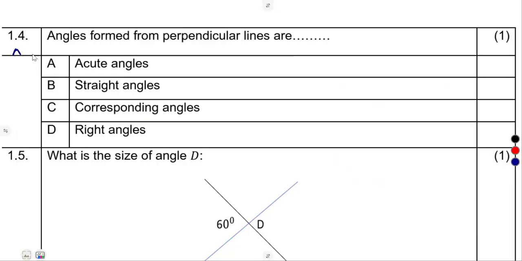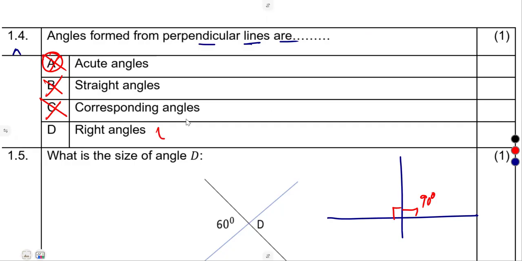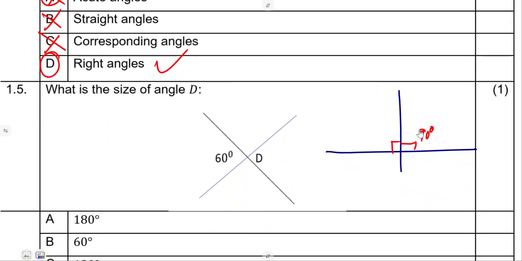On question 1.4, angles that are formed from perpendicular lines are what? If two lines are perpendicular, it means they meet at what? 90 degrees. So here they're saying these angles, they are acute. No, this is totally wrong. They are straight lines. They are corresponding angles. They are right angles, 90 degrees. That's a right angle there. All right, so the best answer was going to be D.